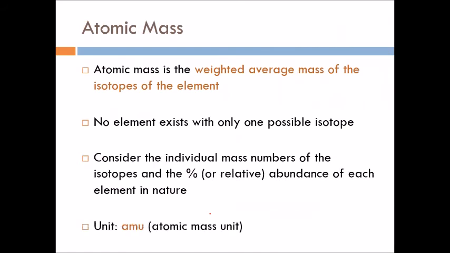So average atomic mass is a weighted average based on all of the isotopes that exist in nature. No element exists as only one possible isotope. As you can see, there's some that have very small fractional abundance. Consider the individual mass numbers, the isotopes, and the relative percent abundance of each in nature. And we're using atomic mass units, which is going to be just the letter U. It's called unified atomic mass units, and it's based off of carbon-12. So we don't put AMU anymore. We just write the letter U as the unit.